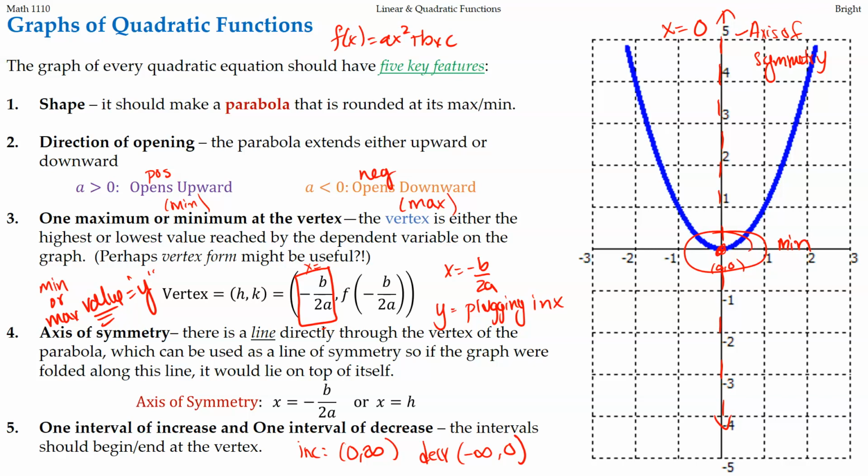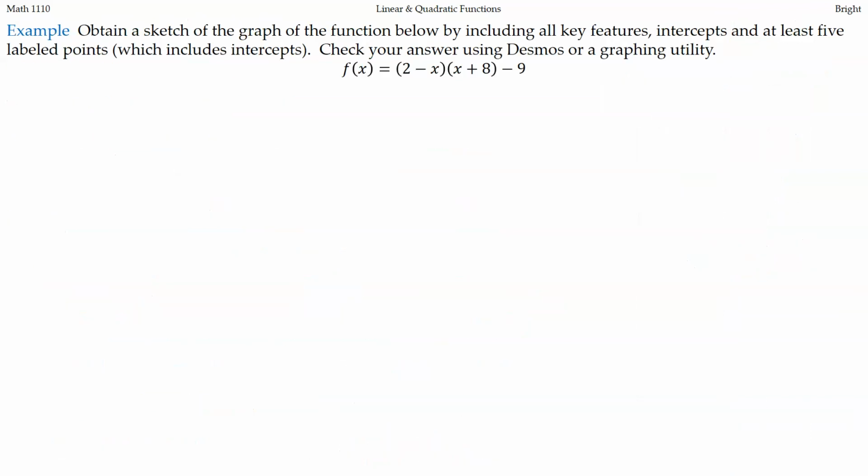In any case, here are the 5 things: shape, direction of opening, min or max at the vertex, axis of symmetry, and intervals of increase and decrease. That isn't all, but those are the key things. So we're going to go ahead and do an example. It says obtain a sketch, and there's a lot of stuff to do, and it says to check your answer using Desmos.